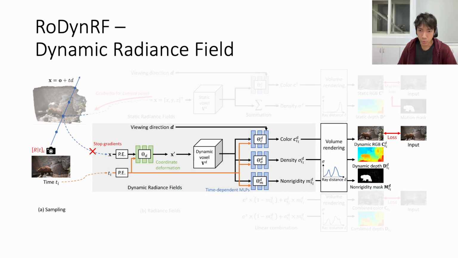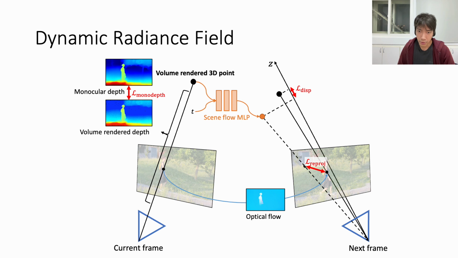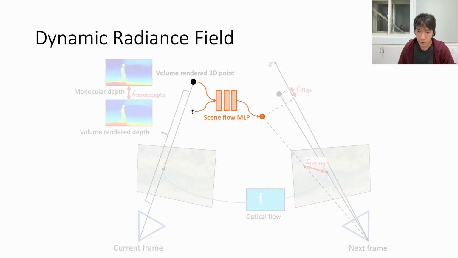The second part is reconstructing the dynamic radiance field to model dynamic objects. We additionally introduce a coordinate deformation MLP and time-dependent shallow MLPs to model the temporal deformation. We stop the gradients from the dynamic radiance field to help the optimization find better poses. The process is very similar to the static part. However, to deal with dynamic movement associated with time, we use a scene flow MLP to model the 3D movement of the 3D point by taking time as input.